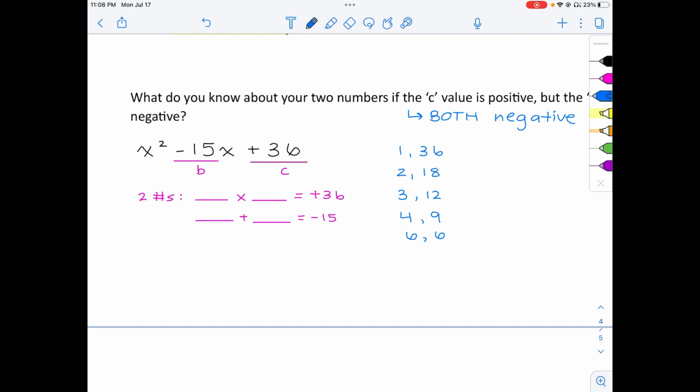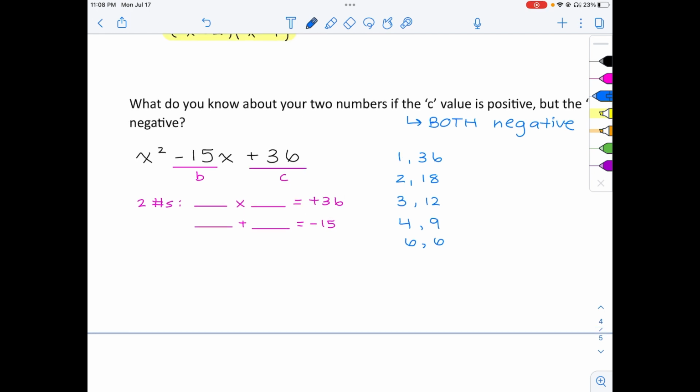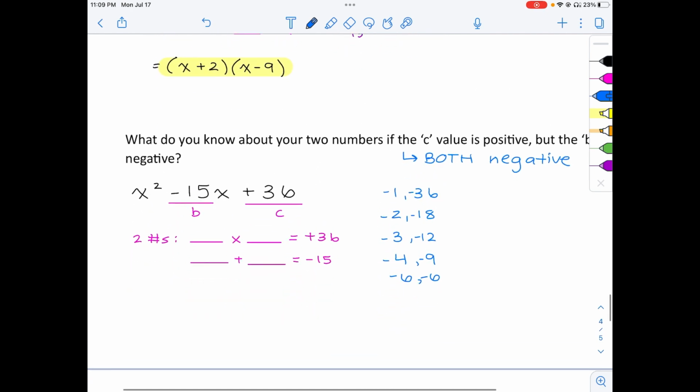Because I can see that my C value is positive and my B value is negative, I know that both of these factors need to be negative. So I'm going to write them both as negatives, then go through and check my options. All of these will multiply to positive 36, but I want to see what they add to. Negative 1 plus negative 36 would give me negative 37. That's not right. Negative 2 plus negative 18 would give me negative 20. That's not right. Negative 3 plus negative 12 would give me negative 15. That is right. That's what I'm looking for.